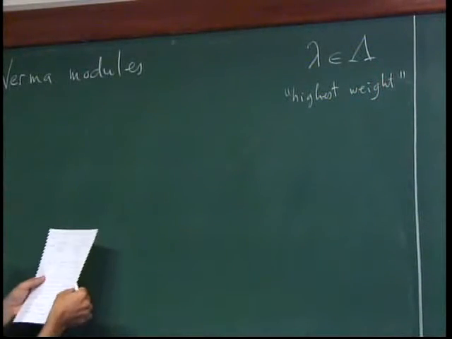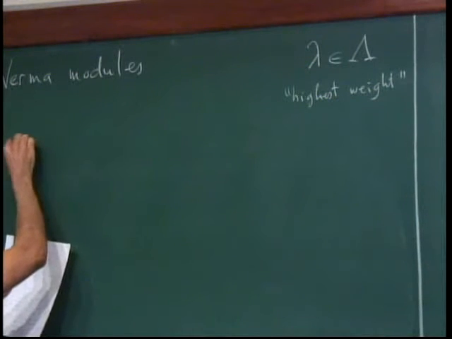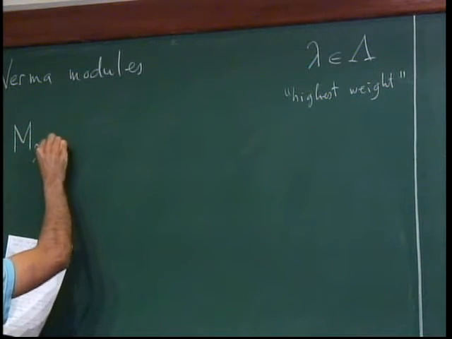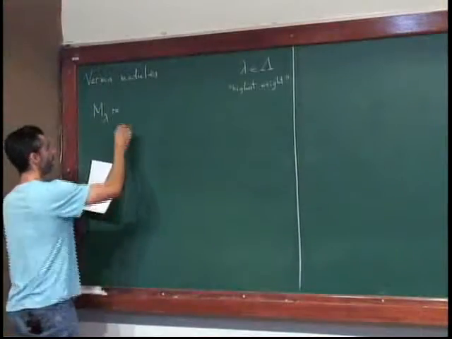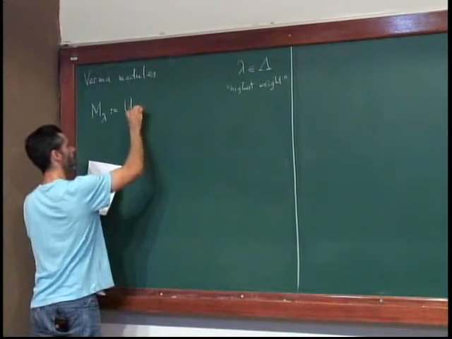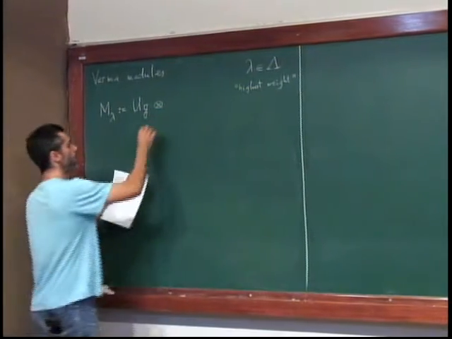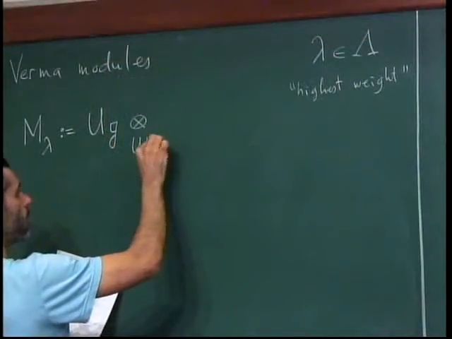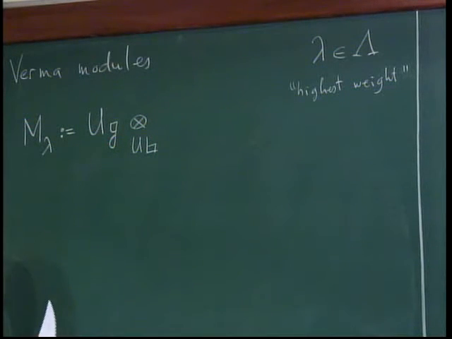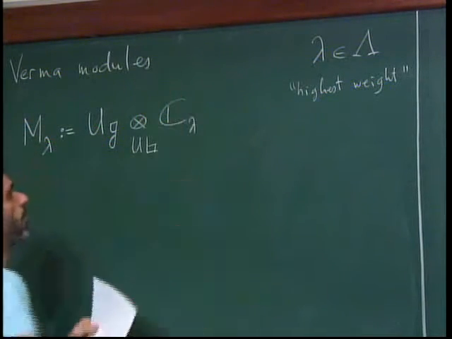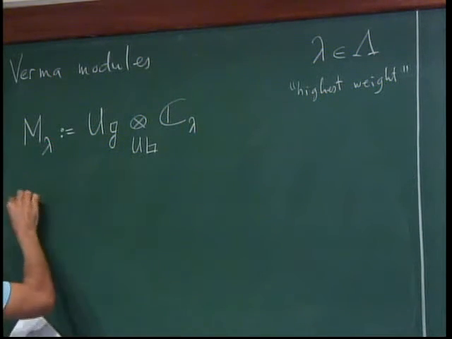And then do the following construction. So M lambda, the Verma module with highest weight lambda, is by definition the universal enveloping algebra of G tensor over the universal enveloping algebra of the Borel subalgebra with a one-dimensional vector space.